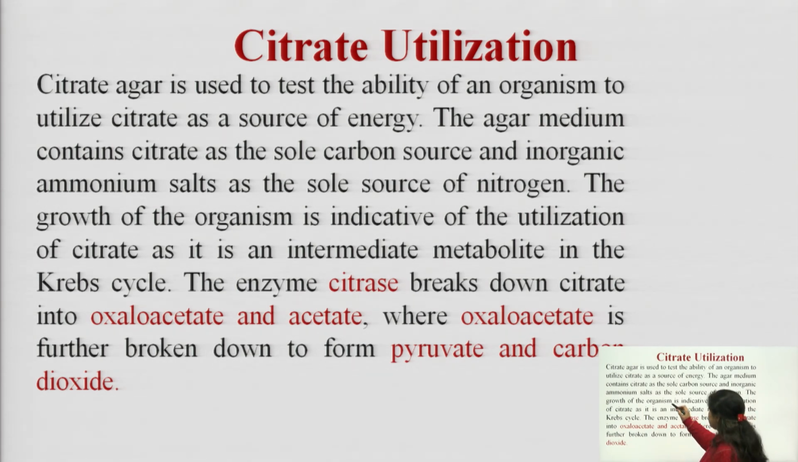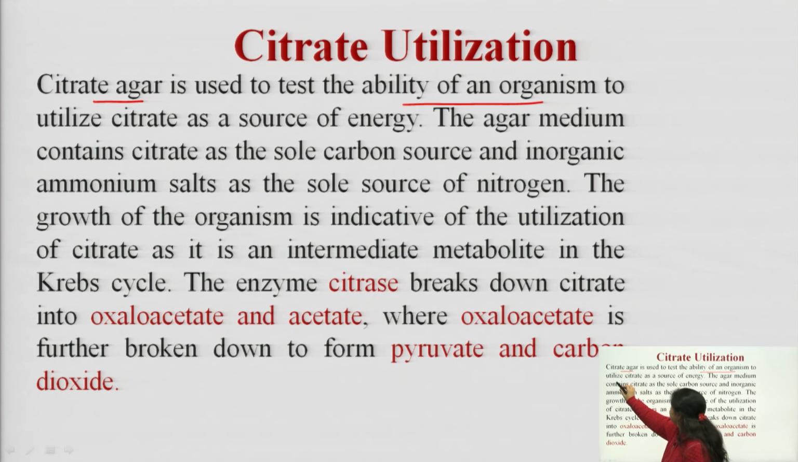So, citrate agar is used as a medium for the analysis of such bacteria. Citrate agar is used to test the ability of an organism to utilize citrate. They will metabolize citrate into byproducts like oxaloacetic acid or acetates. Citrate will act as a source of energy for such bacteria. When you add citrate into the broth, it acts as a source of energy. The agar medium contains citrate as a sole carbon source, and it will act as a nutrient for the growth of bacteria.